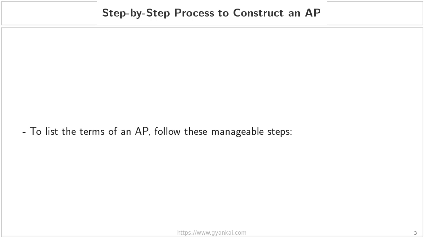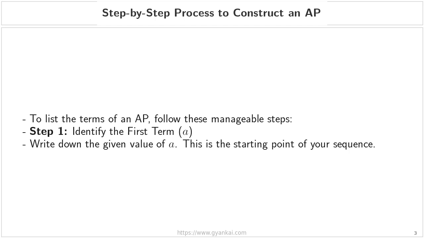Step-by-step process to construct an AP. Now that we understand the underlying logic of how an arithmetic progression is built, let's break this down into a clear, step-by-step process that you can use every single time you are asked to construct a sequence. First, we start with step 1. Identify the first term, which we represent as a. This is your foundation. Before you do any calculations, simply write down the given value of a. This is the starting point of your entire sequence.